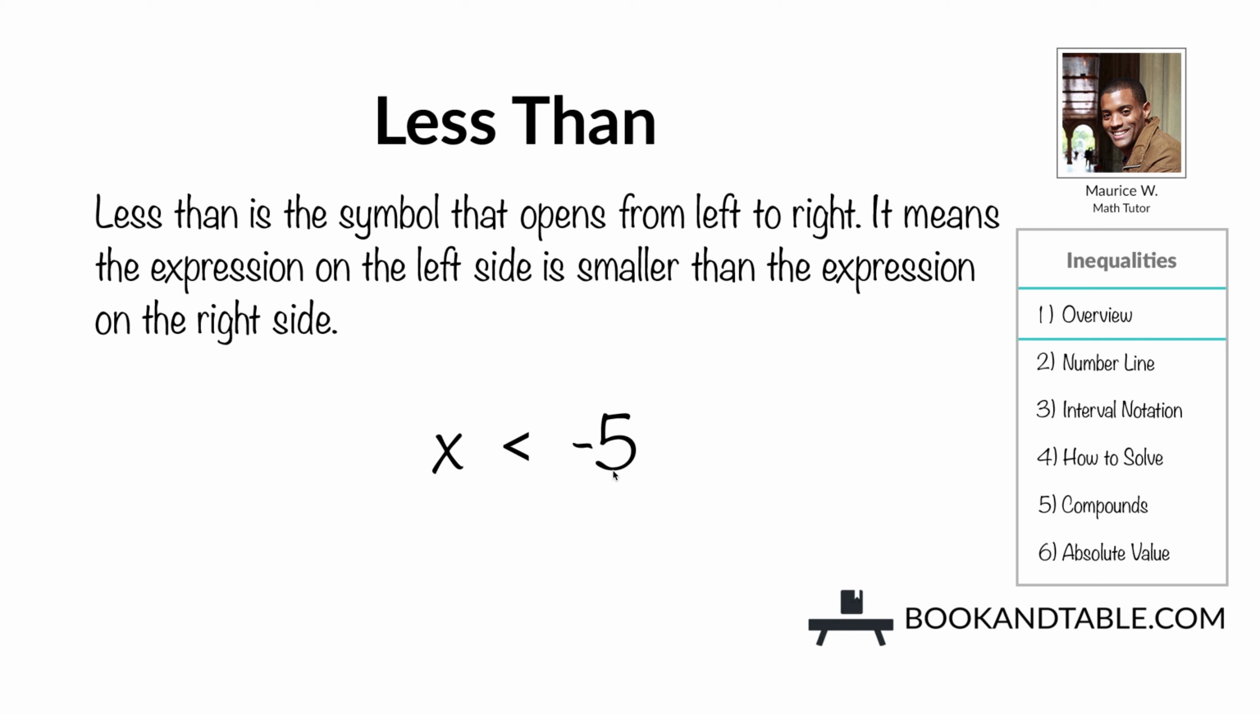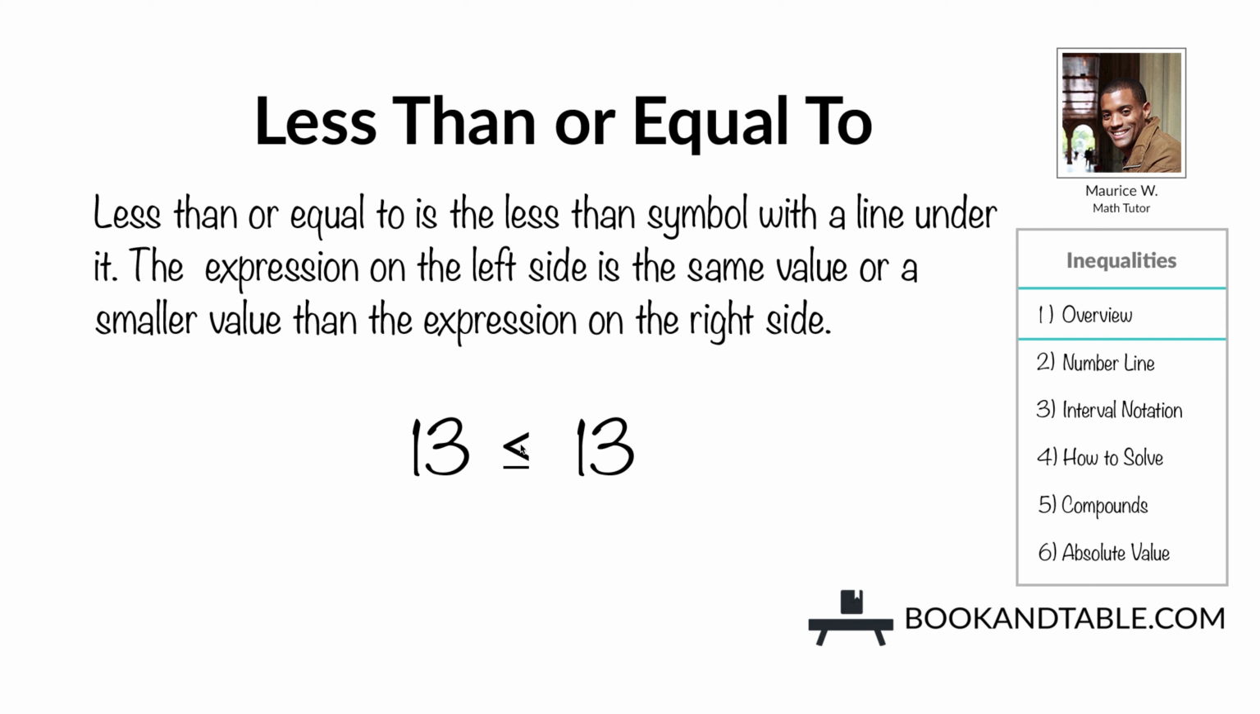The less than symbol also can have a line under it, and that turns it to the less than or equal to symbol. The expression on the left side is the same value or a smaller value than the expression on the right side. So in this first case, we see that 13 is equal to 13. So this is a true statement. 10 is less than 13. So this is also a statement that we can use with the less than or equal to. This is true.